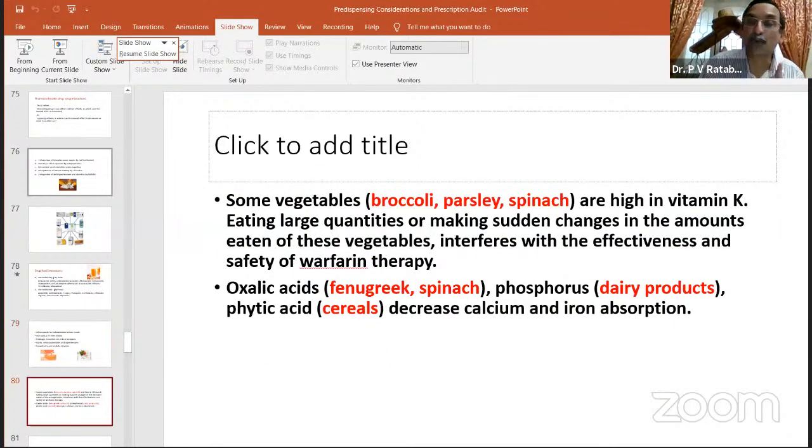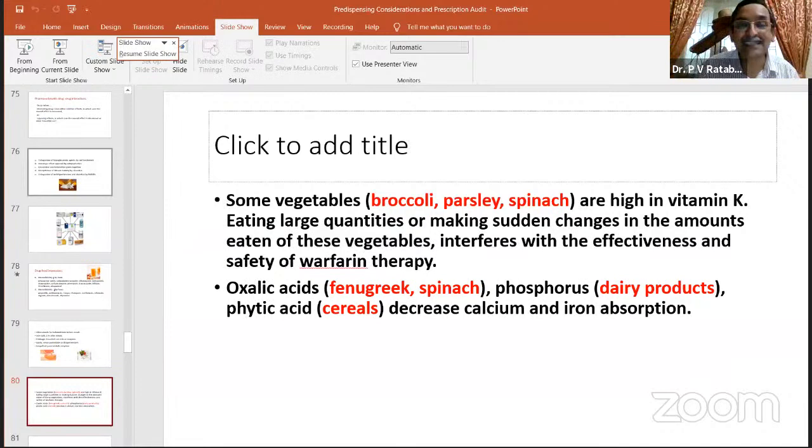Some vegetables like broccoli, parsley, spinach are high in vitamin K, and eating large quantities or making sudden changes in the amounts eaten of these vegetables can interfere with the effectiveness and safety of warfarin therapy. So if you have a lot of broccoli, a lot of parsley or spinach, then vitamin K levels will go high, and vitamin K is an antidote to warfarin. If levels of warfarin go high, then we give vitamin K. So if you eat vegetables high in vitamin K, then a food interaction can take place.